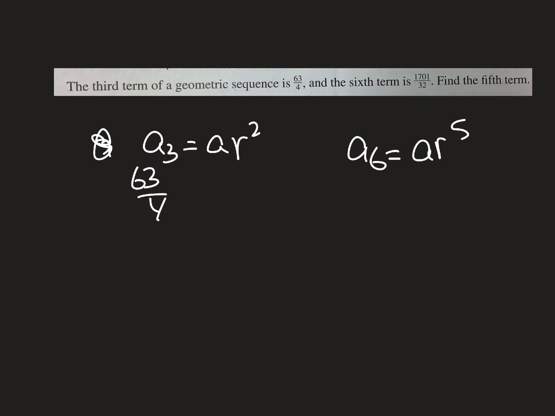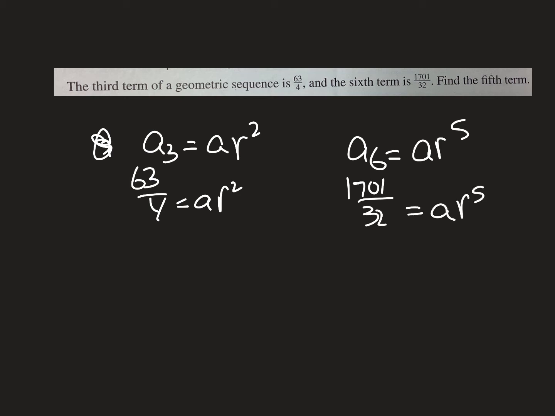This one says the third term of a sequence is 63 over 4, so A3 would be A times R squared, and it says the 6th term is 1701 over 32. That's A times R to the 5th. Now, the third term is 63 over 4, so 63 over 4 is A R squared. The 6th term is 1701 over 32, and that's A R to the 5th.